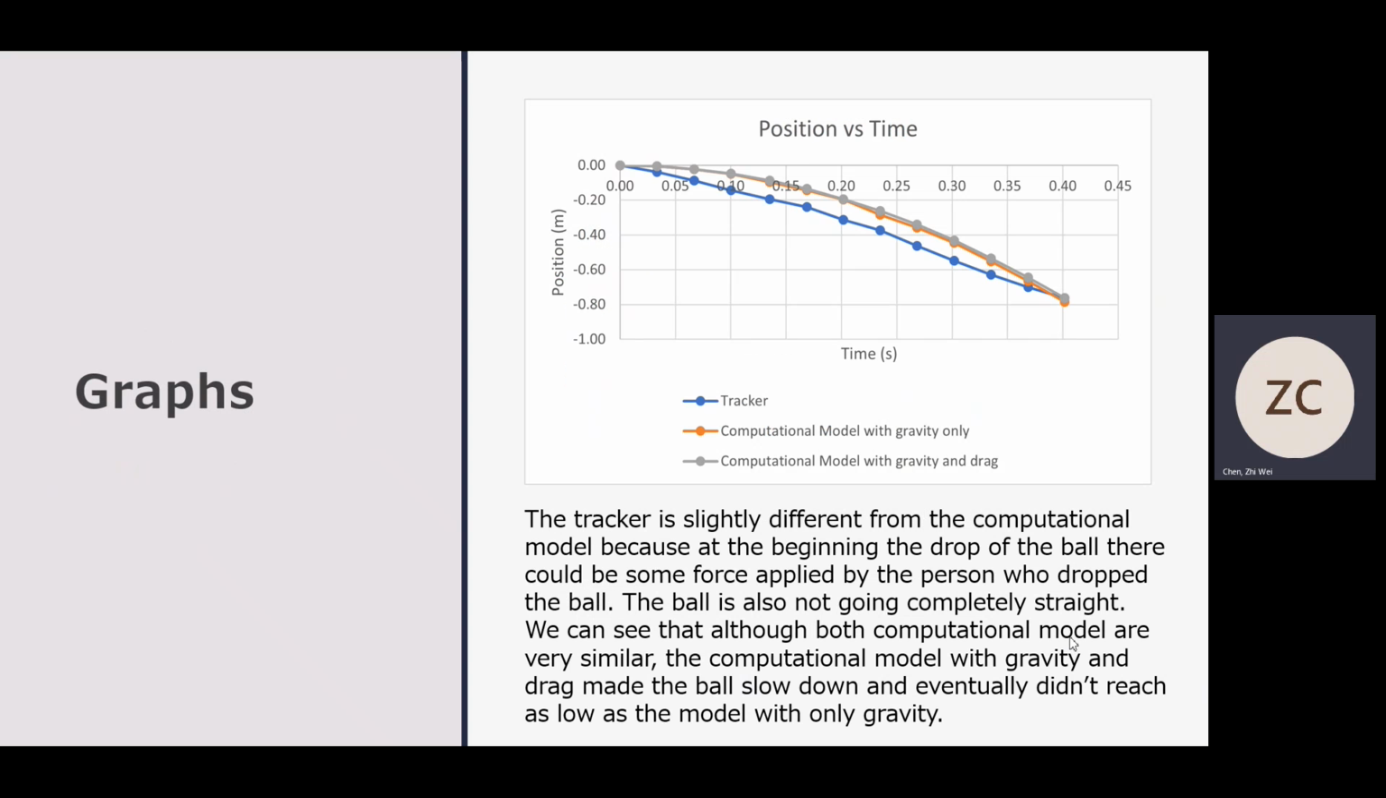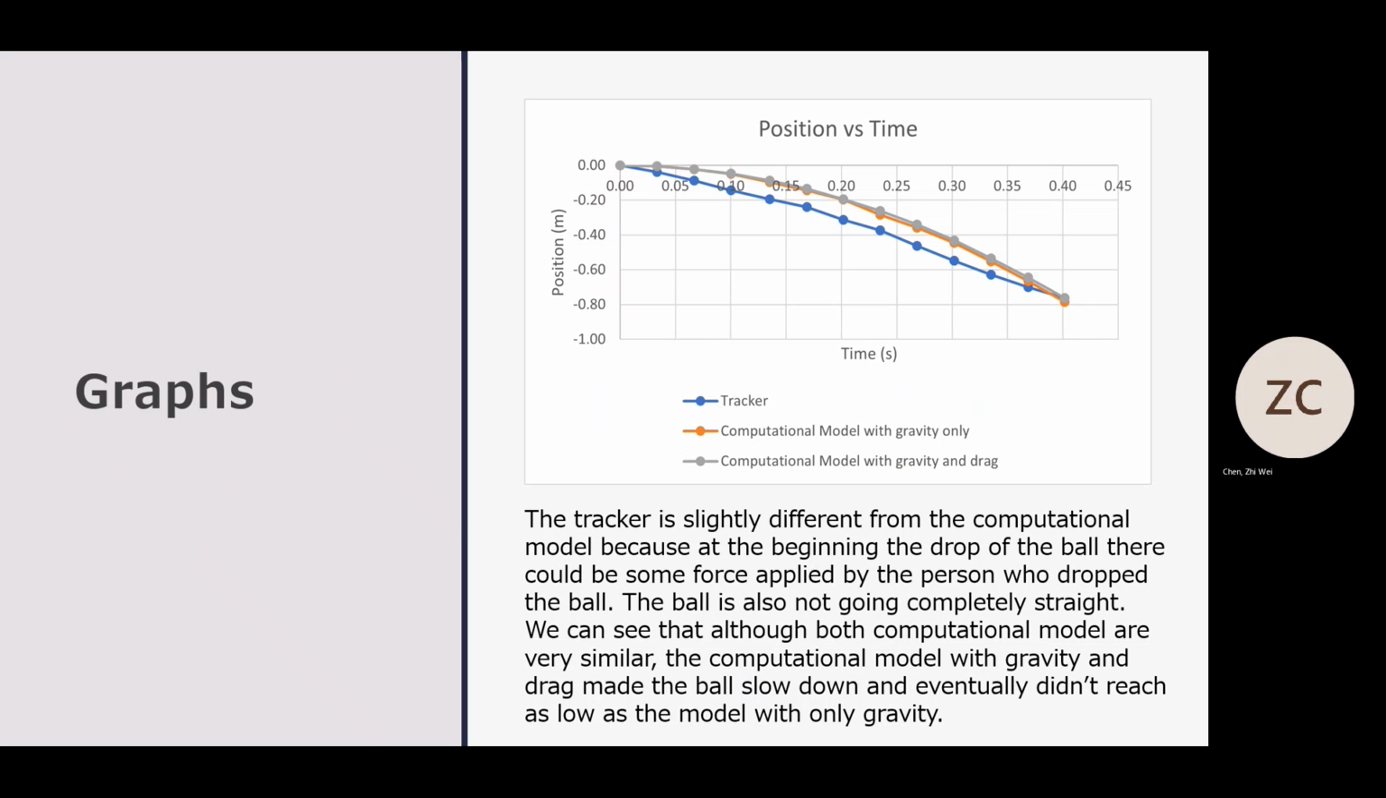So here is the final graph of all three of the previous graphs combined. We have the tracker, the computational model of gravity, and the computational model with gravity and drag. So we can see that the computational model with gravity and drag was closer matching the tracker one. This is because in real life there is a drag force and a gravity.